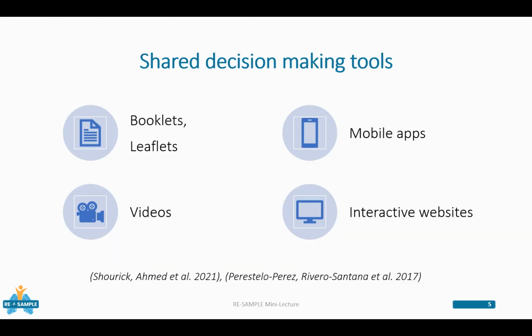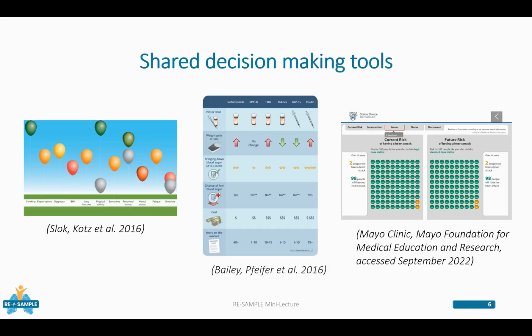costs. This process can be facilitated by shared decision-making tools such as booklets and leaflets, videos, mobile apps, and interactive websites. On this slide, three different examples of shared decision-making tools are presented, which I will explain in short. The first tool on the left is the ABC tool.